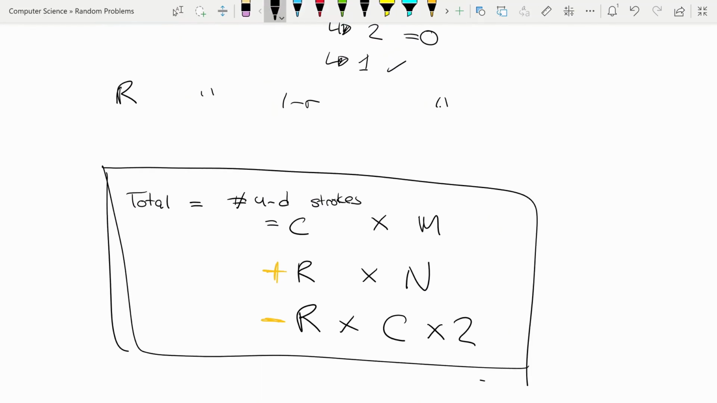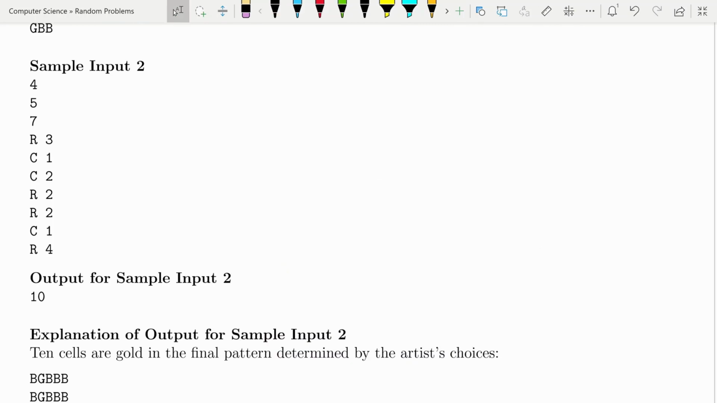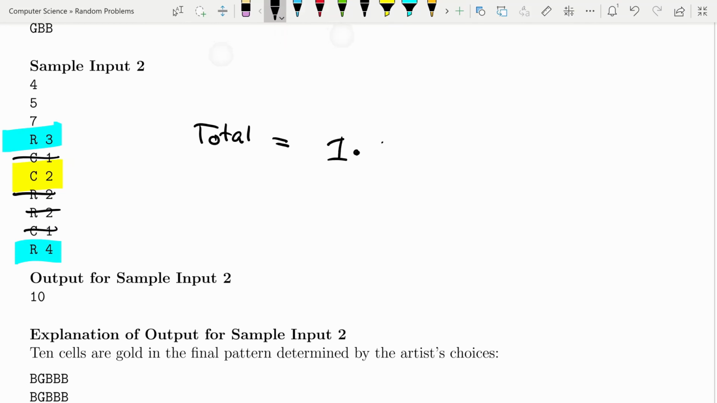And I'm going to test this on the second sample input just to verify. Now here in the second sample input, we're not even going to draw this out. We're just going to follow our algorithm, and we're going to quickly see that these two cancel out, so we remove them. And these two also cancel out, so we remove them. So the amount of R strokes will be 2, and the amount of C strokes will be 1. Now following our formula, which is total, is equal to the amount of C strokes, which is 1, times M, which is 4, plus the amount of R strokes, so 2, times N, which is 5, minus 2 times 1 times 2.